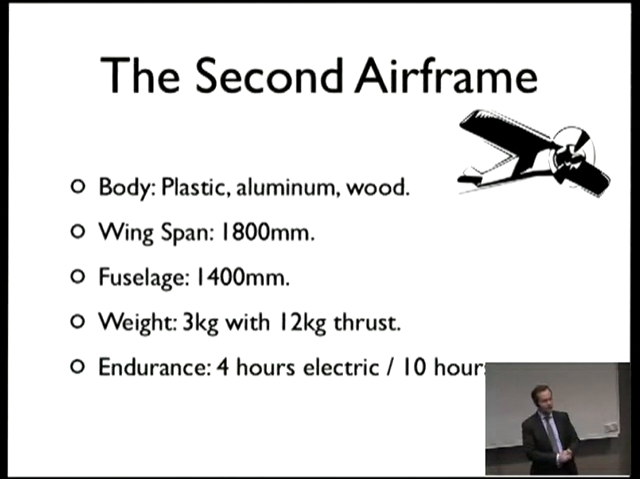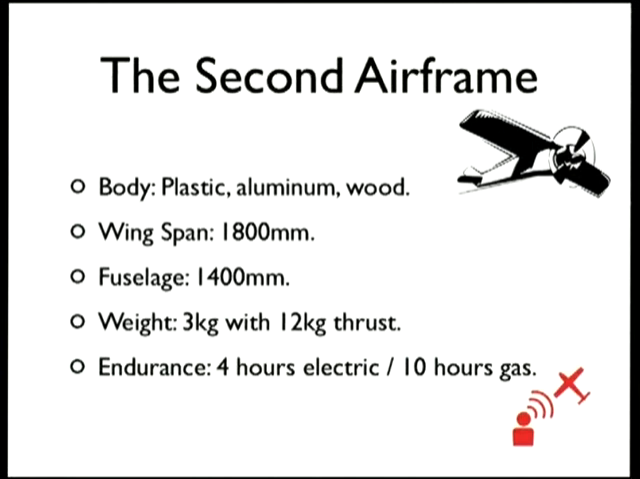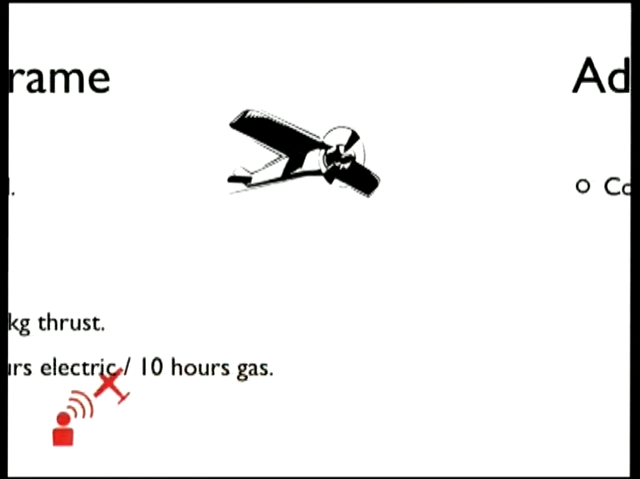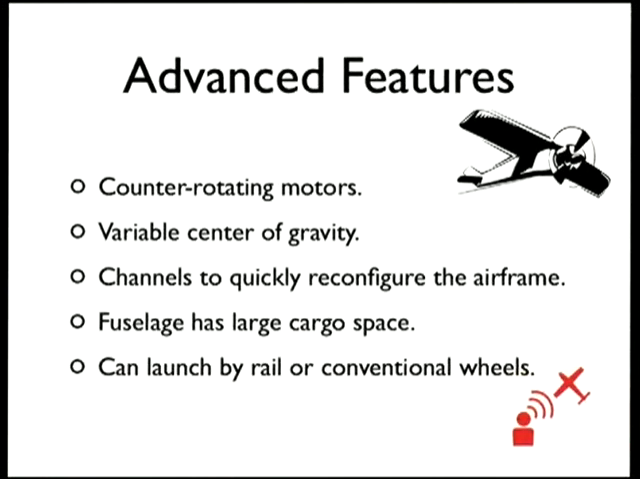So this particular airframe, I'm going to dive into it a bit, is very similar to the first. It's aluminium, it's wood, it's 1.8 meters wide, 1.4 meters long. It weighs 3 kilos or so. It has 12 kilos of thrust, which is an awful lot of thrust given the weight. It can fly 4 hours on electric if you load it with batteries. It can do about 10 hours on gasoline, and it can fly at about 160 kilometers an hour. So basically, this airframe is very light, very small, very capable. It can carry about 9 kilos of cargo as needed, and it can fly for up to 10 hours or 1,000 kilometers.